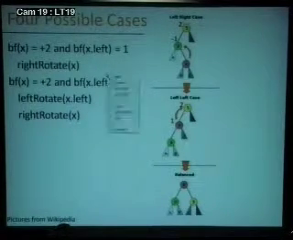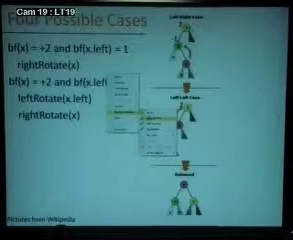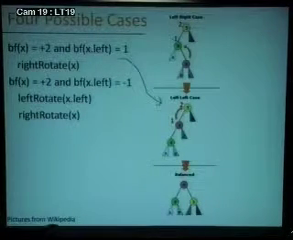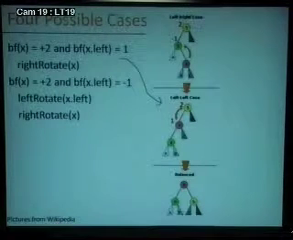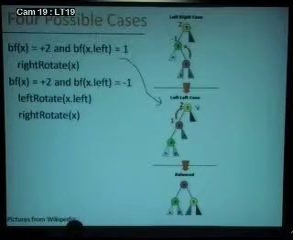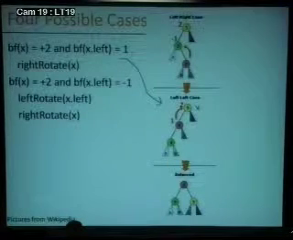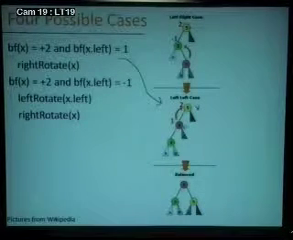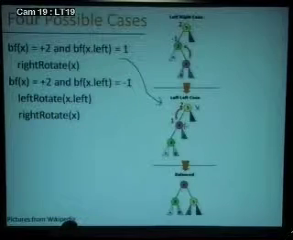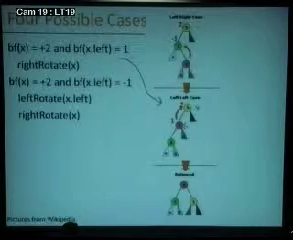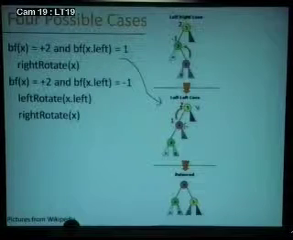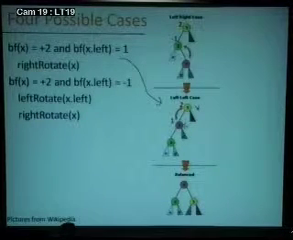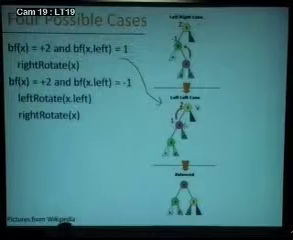Let me just draw it for you. If my x is 5, this is a sample. If the balance factor of x is plus 2, and my left is plus 1, see, this is my left. Then I do right rotate on x. I right rotate on 5. I will get a balanced tree like this. 5 goes down, 4 goes up, 3 goes up, and C becomes the left subtree of 5. Then I have a balanced structure.